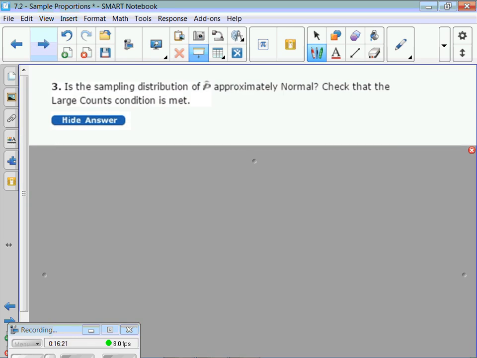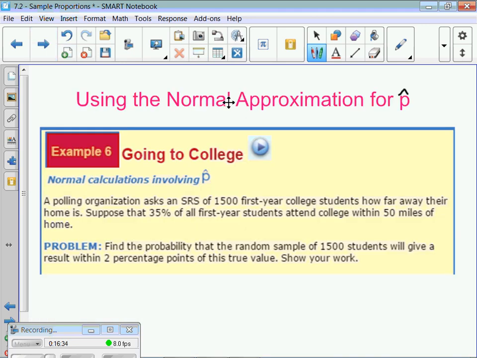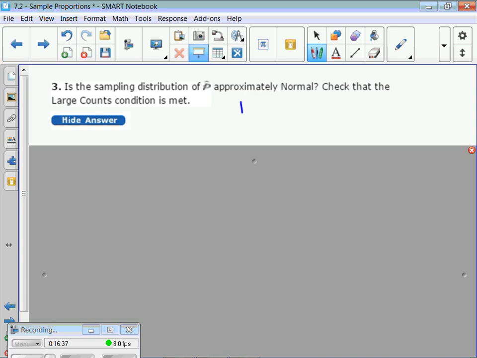Is the sampling distribution of p hat approximately normal? Check the large counts conditions. So in order to tell if it's normal, we have to do n times p greater than or equal to 10. My mouse went away. All right. n times p greater than or equal to 10, or n times 1 minus p greater than or equal to 10. Okay.